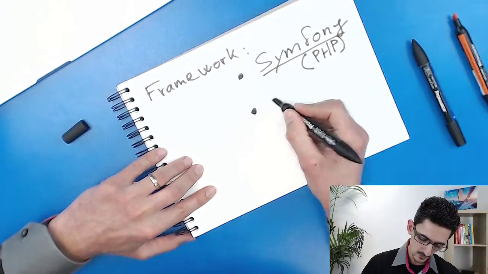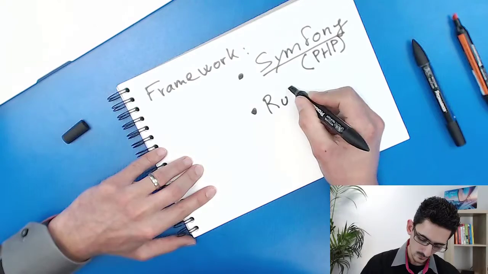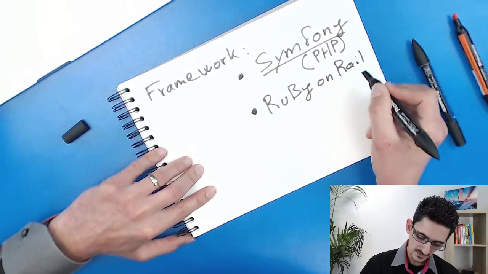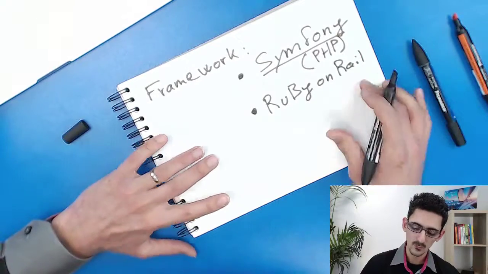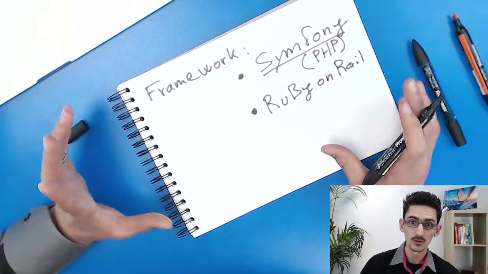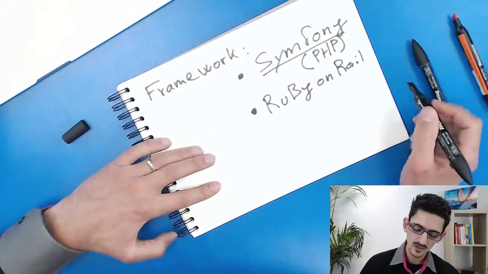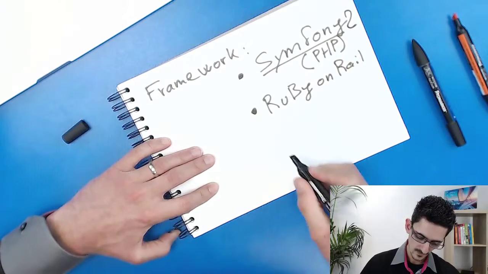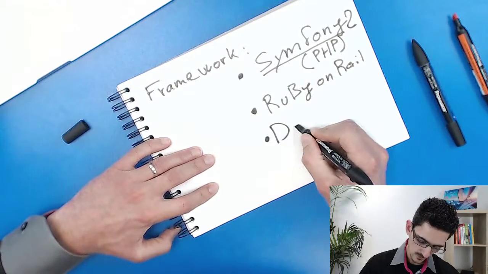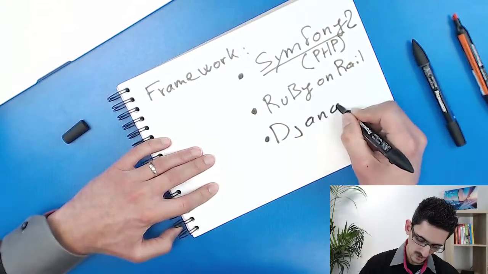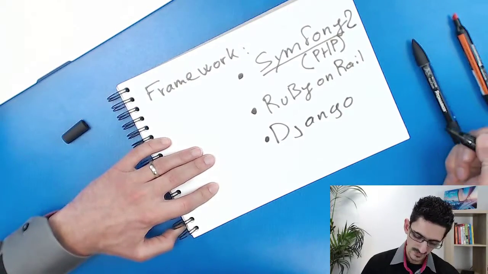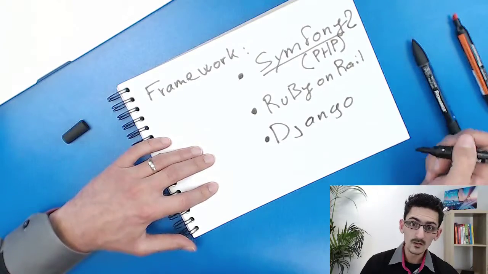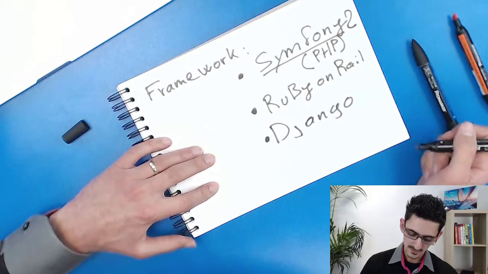The other one which is well known is called Ruby on Rails. This is one of the best frameworks in terms of code structure. That's very interesting, but it's less used than Symfony. And another one that I can share with you is Django. Django is based on another language called Python. It's a well-known framework too, and very easy to use.